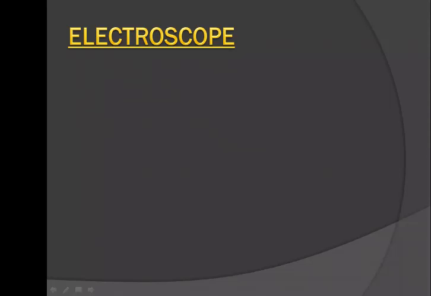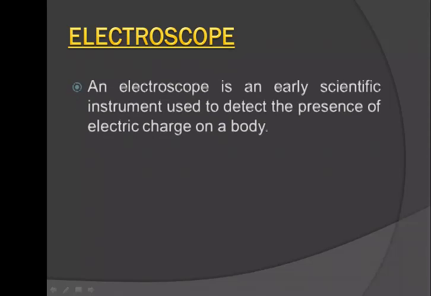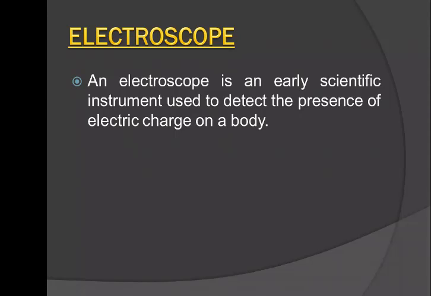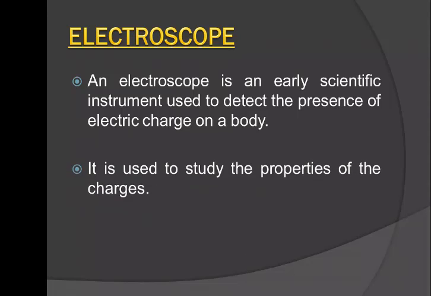So what is an electroscope? It is a very old and simple device used to detect the presence of electric charge on a body. If a body is charged, either positive or negative, it shows a certain response to inform us. Then we can study the properties of that respective charge.